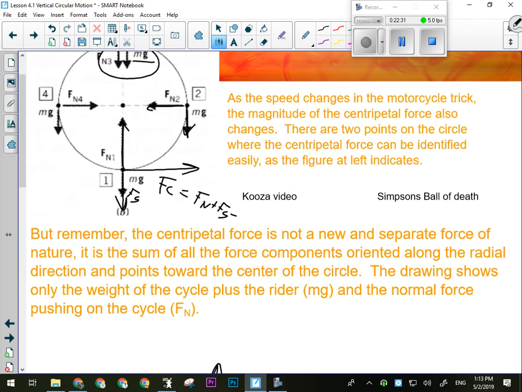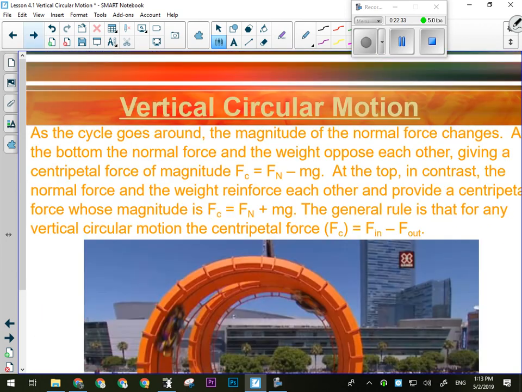All right. Now, we've talked about this here. The formula for vertical circles is forces in minus forces out. It's not on your formula sheet because it's net force. It's the vector sum of all forces, and we just have to remember that. But we generally write it as forces in minus forces out.